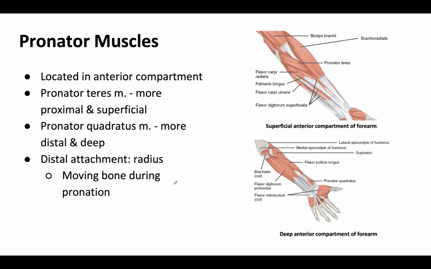There are two pronator muscles in the anterior compartment of the forearm. The pronator teres is more proximal and superficial, and the pronator quadratus is more distal and deep. Both of these muscles have their distal attachment on the radius, which makes sense as the radius is the moving bone during pronation.